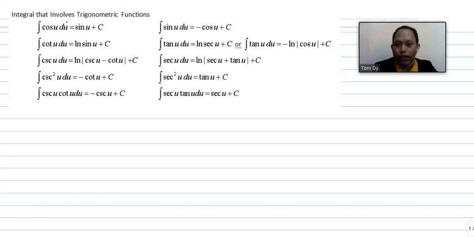This time we will discuss the integral that involves trigonometric functions. So we have the following formulas: the integral of cosine u du is equivalent to sine u plus c. The integral of sine u du equals negative cosine u plus c. The integral of cotangent u du equals ln of sine u plus c. The integral of tangent u du equals ln of secant u plus c, or the integral of tangent u du equals negative ln of the absolute value of cosine u plus c.